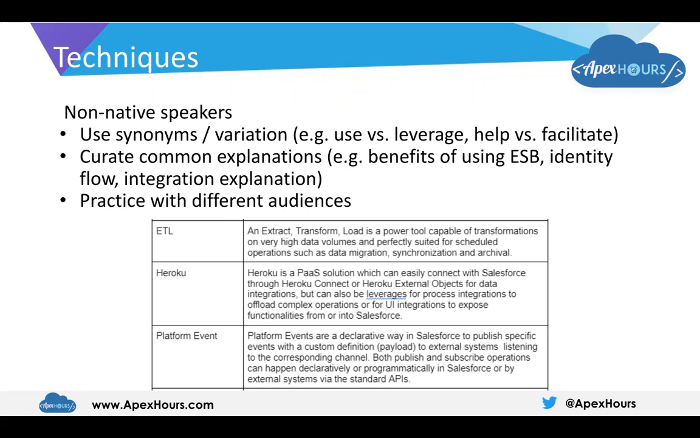Then a very good piece of advice that I got from Jitendra and Varuna is to curate some of the common explanations that you will likely have to give. For example, what are the benefits of using an ESB, or what is an ETL? What is the difference between the two? How does a particular identity flow go? How should you explain an integration? There are some common patterns there, so it might be helpful to find the words in advance, and really think, okay, if I have to give a short answer on what this is, how can I do this? It will also make sure that you really understand the concept quite well, because in order to come up with that common explanation, you have to know what is there.